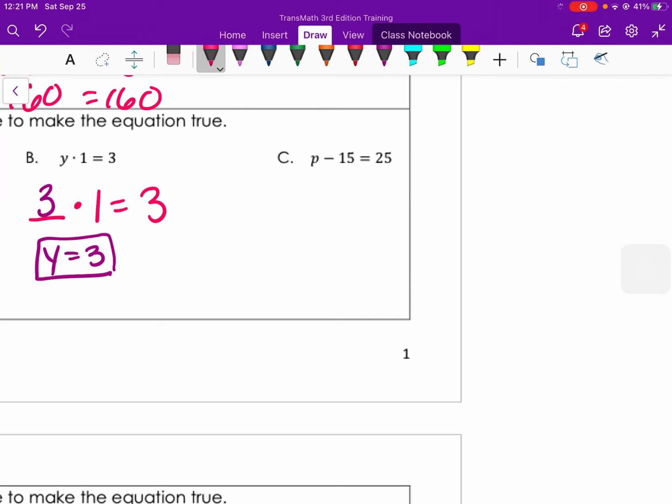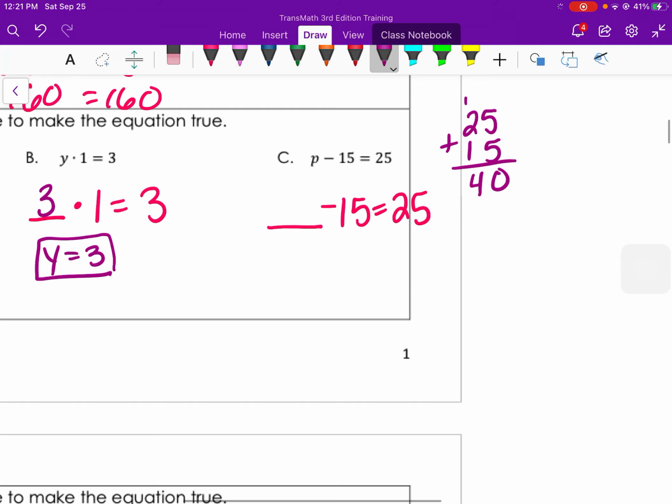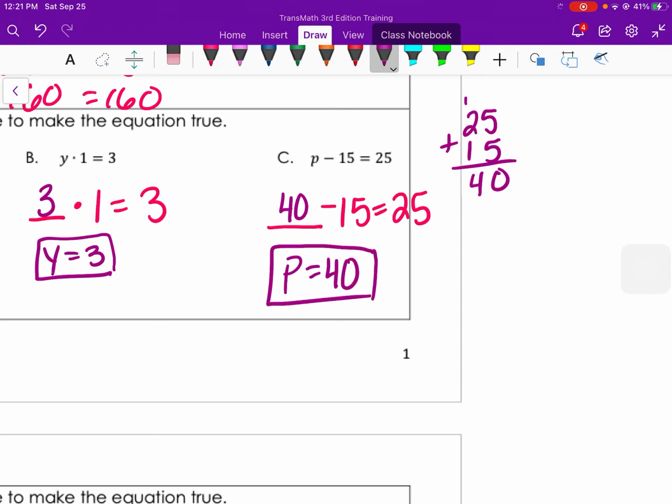All right, last one, we have what number subtract 15 would equal 25? This takes a little bit more thinking, so I need the number to be 15 more than 25. So maybe off to the side I want to think in my head, well, what is 25 plus 15? And that's 40. So that means that 40 take away 15 will leave me with 25. So that means that p, the solution to my equation, p minus 15 equals 25, is 40.